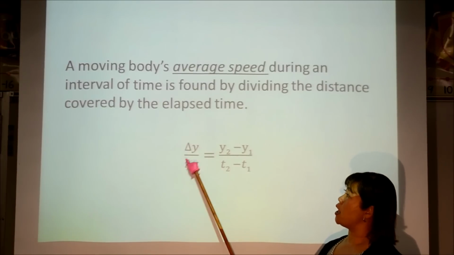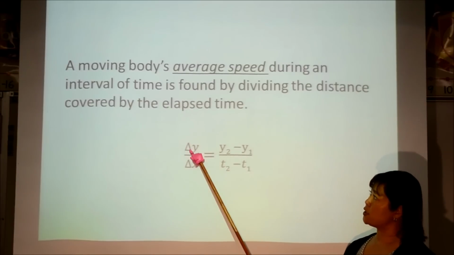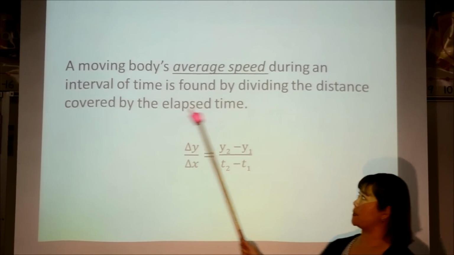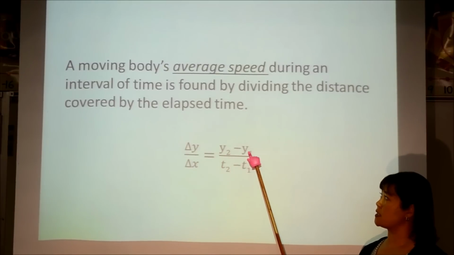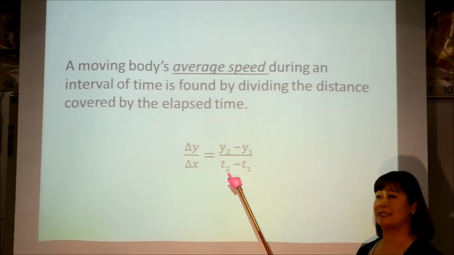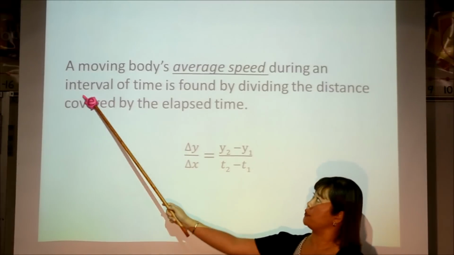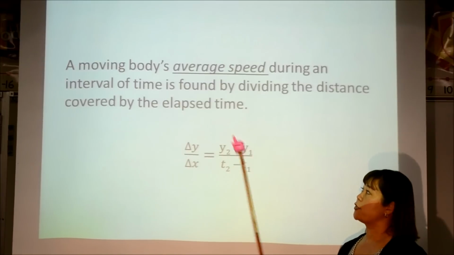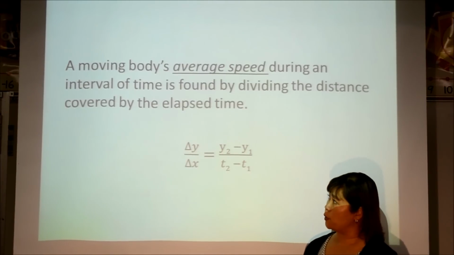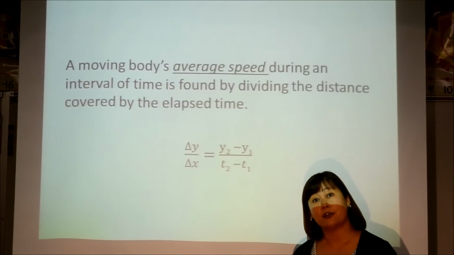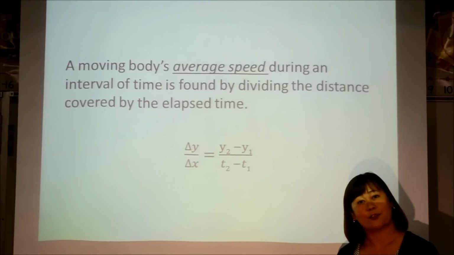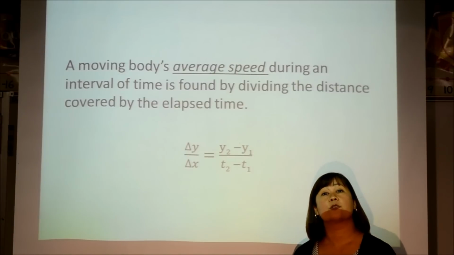We have this delta y over delta x. So the delta y represents the distance, right? We said the distance covered by the elapsed time. So this is the distance, the two y's. And then the delta x represents the t's, the time interval that we have right here. Now, this is very familiar to us, right? We've seen this in Algebra 1, Algebra 2, and pre-calculus as well. And what do we call this equation? Right, the slope formula. So that's what we're using, a slope formula.